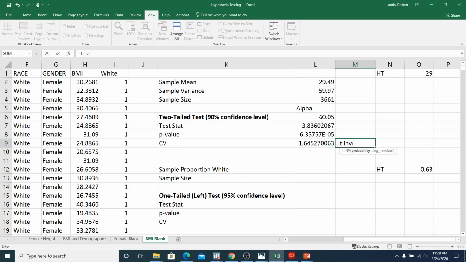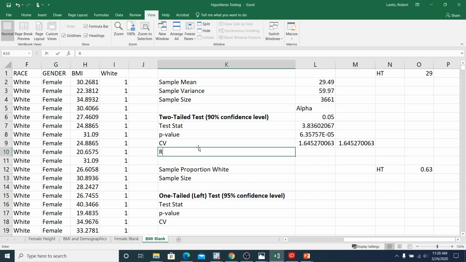So we take alpha, 1 minus alpha, and then our degrees of freedom was our sample size minus 1. Okay? Get the same value either way. Okay? So now, once again, we could play around with this if statement.